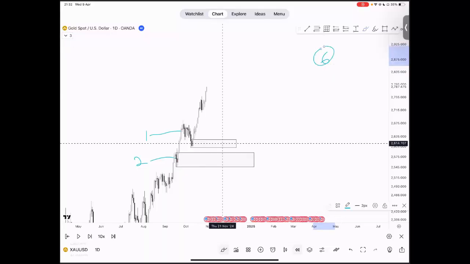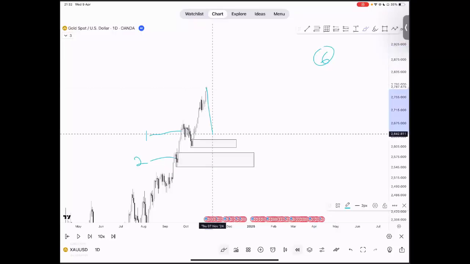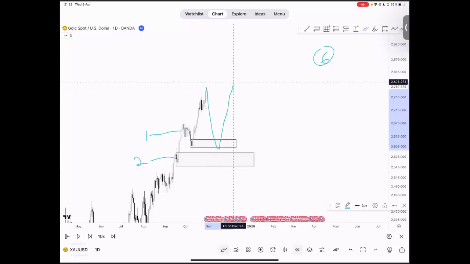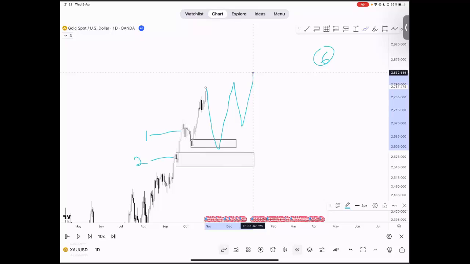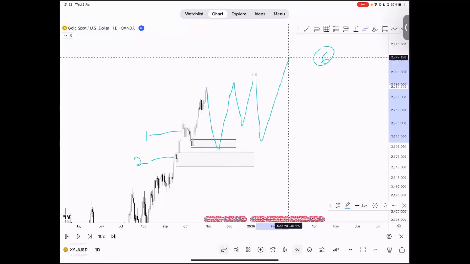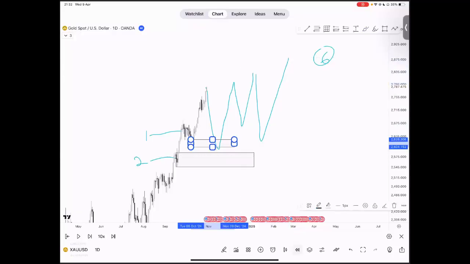When it fails and you have to take a reclamation on it, make sure that reclamation gives you a form of inducement, preferably structural inducement, before you decide to buy from it. So meaning that in a case like this, this is what you're looking out for. If it doesn't create something like this, you have no business setting buy limits on it.